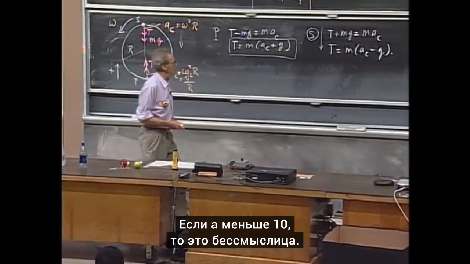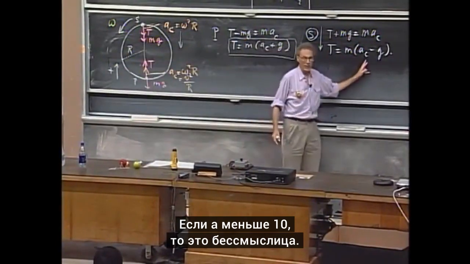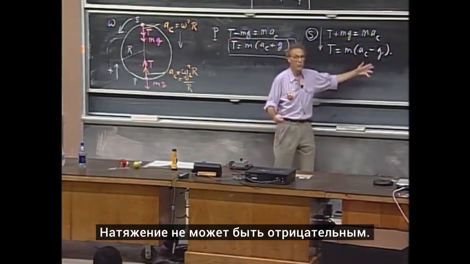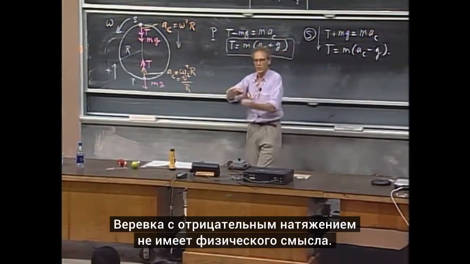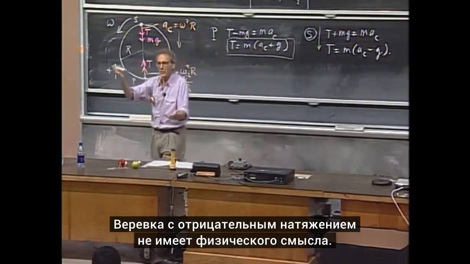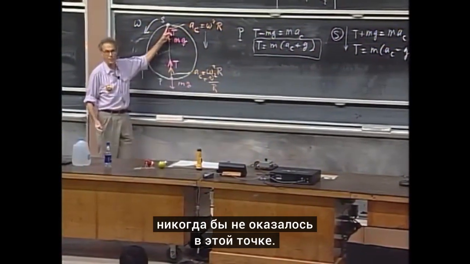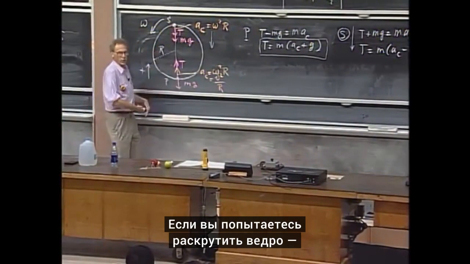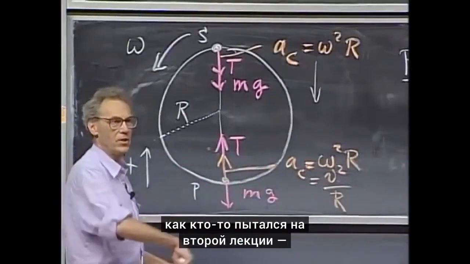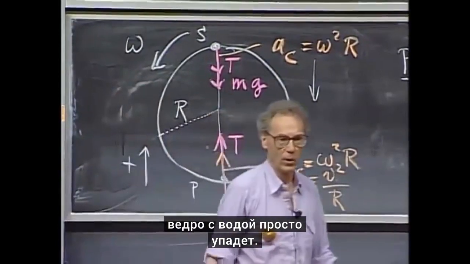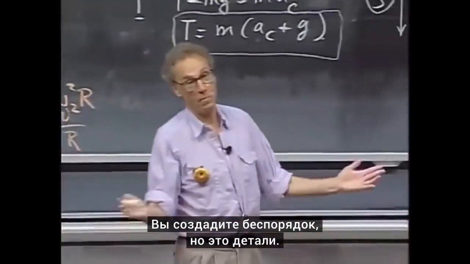If A of c is smaller than 10, that's meaningless. The tension can never be negative. A string with negative tension has no physical meaning. What it means is that the bucket of water would never have made it to this point. If you try to swing it up, as someone tried in the second lecture, but didn't make it to that point, the bucket of water will just fall. And you end up with a mess, but that's a detail.